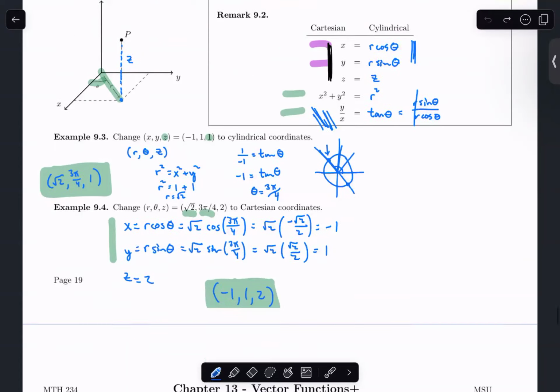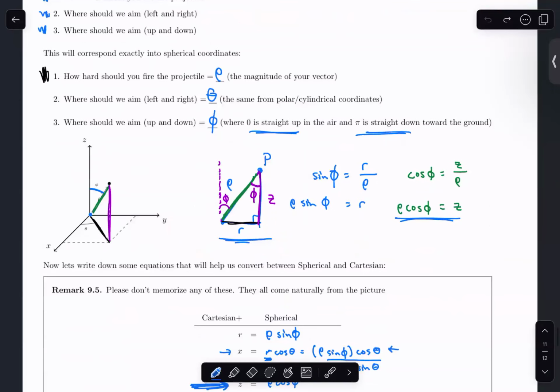Another reasonable way that you could upgrade polar is by throwing in one more angle. And it turns out this is really great for mapping spheres and stuff like this. So again, you have the classic theta from polar. This is how much off of the x-axis you would like to be. So this is the exact same theta as you have from polar.